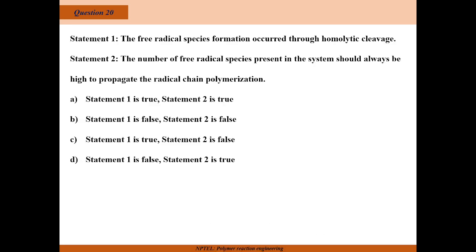So here we have two statements. The first statement says that the free radical species formation occurred through homolytic cleavage. The second one is that the number of free radical species present in the system would always be high to propagate the radical chain polymerization.